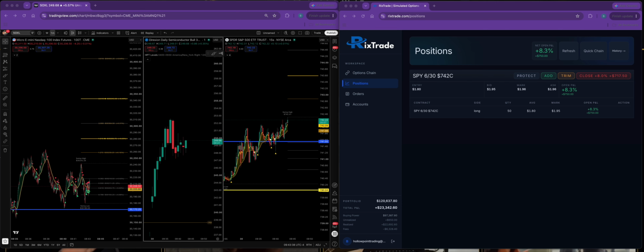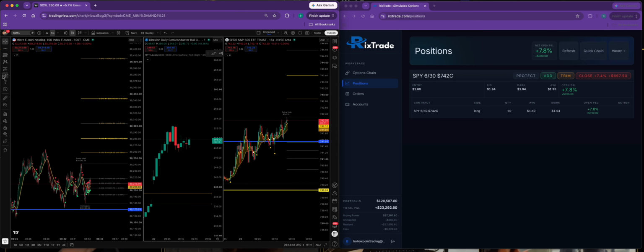So 742 calls are on the money. So right here we're on the money. I need that continued movement here. Looking at Soxo here to see if we can get some kind of understanding if we're going to break out here. This is a control bar here. It's kind of weirding me out a little bit. I'm going to go ahead and just trim 25 of these contracts here. Just get out of these.